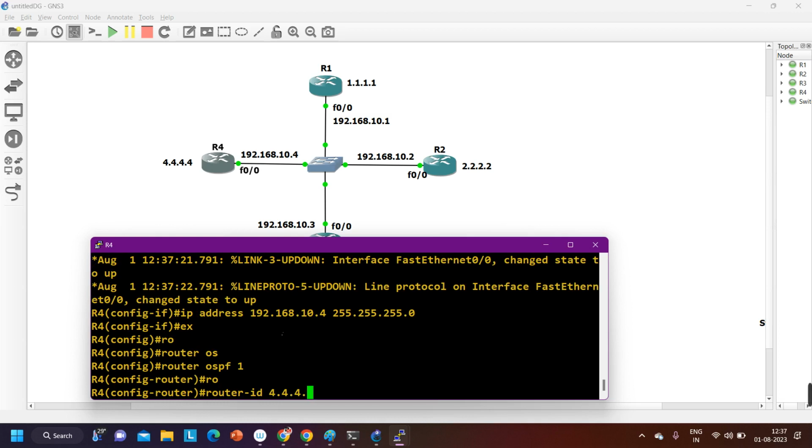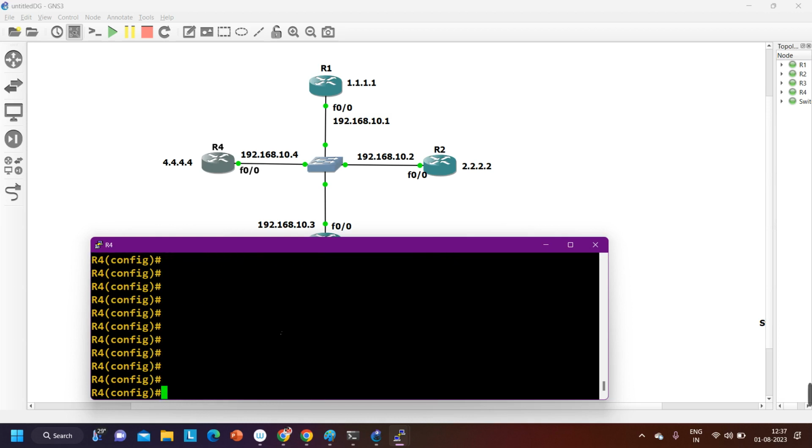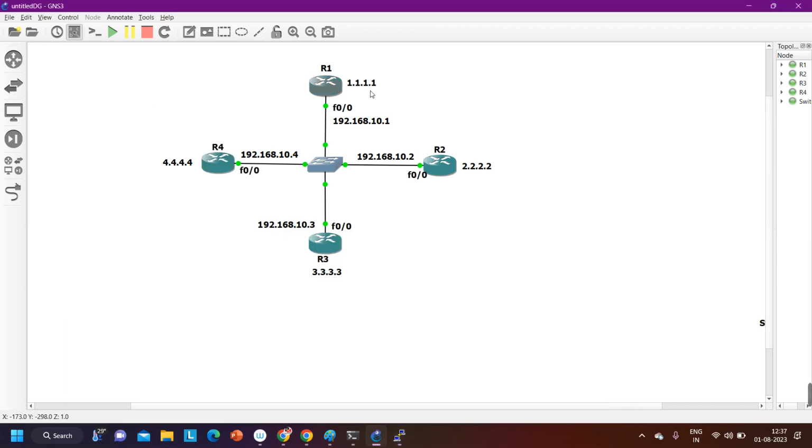Router ID 4.4.4.4. Now see one more concept. Whenever we configure, we will enable OSPF on the interface. Let's say when I enable OSPF on FastEthernet 0/0, router 1 will wait for DR and BDR election for 40 seconds only.